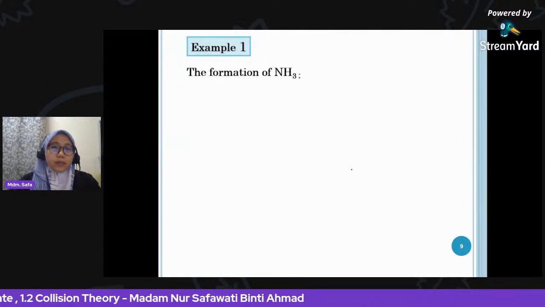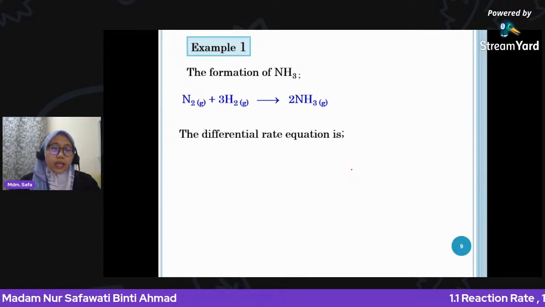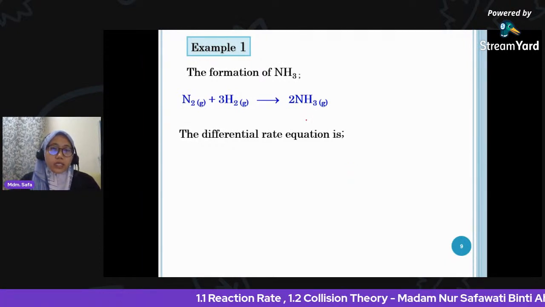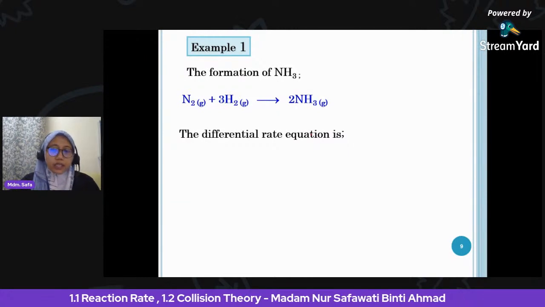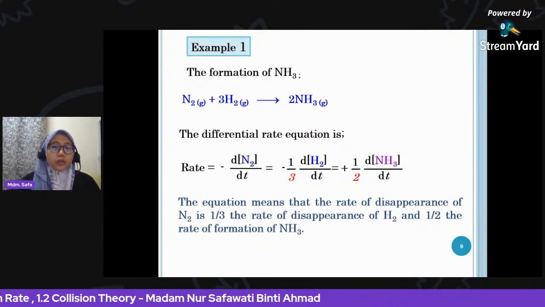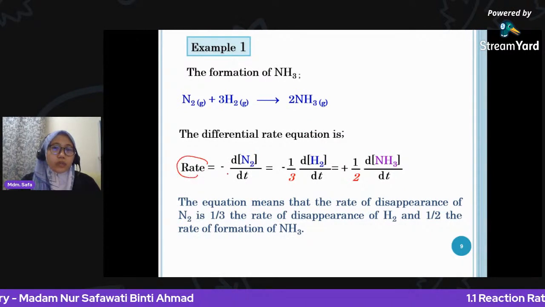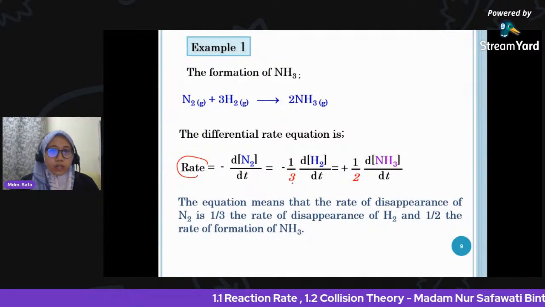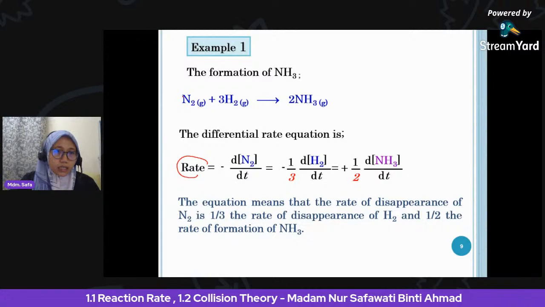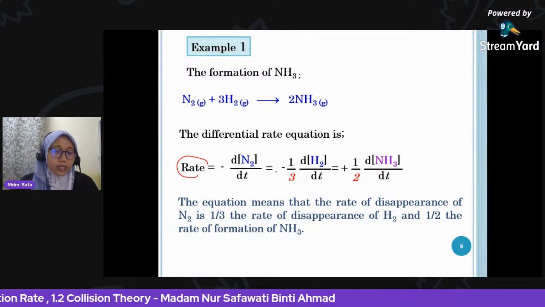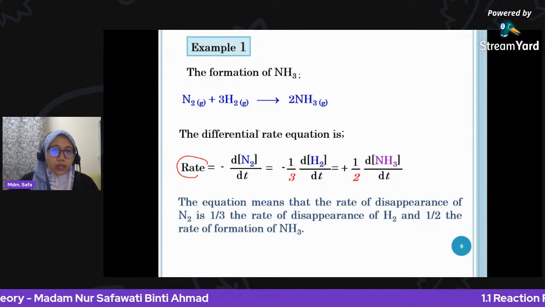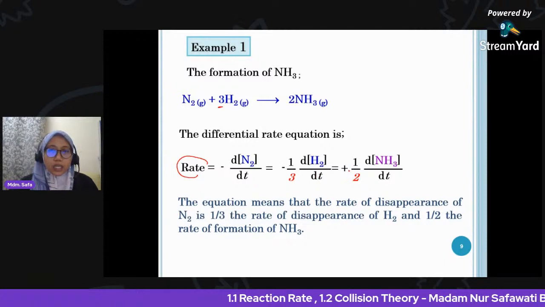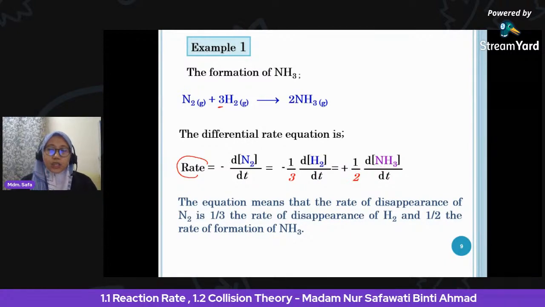Right. So for example, the formation of ammonia: nitrogen gas reacts with 3 moles of hydrogen gas to produce 2 moles of ammonia. So what is the differential rate equation for this reaction? So it is equal to rate. Rate is equal to negative dN2 over dt. So di sini nitrogen gas dia satu kan, so kita payah letaklah 1 over 1. And then for hydrogen gas, we have 3 here, so negative 1 over 3 dH2 over dt equal to positive 1 over 2 dNH3 over dt.